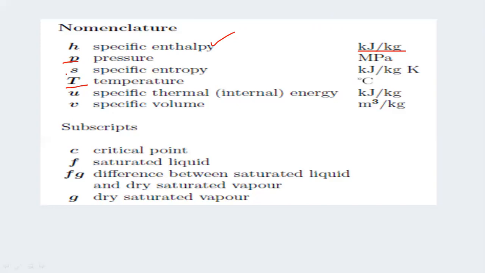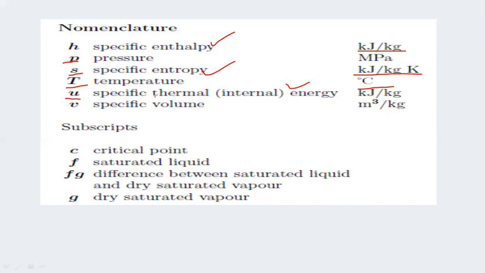Similarly, we have specific entropy, it is S, and its unit is kilojoules per kg Kelvin. Already discussed. The value of temperature is symbolically written as T, and its unit is in degrees Celsius. Then in some steam tables, they have given the specific internal energy, or it may not be given. So even if it is not given, you can calculate using the relation which I will tell you later.